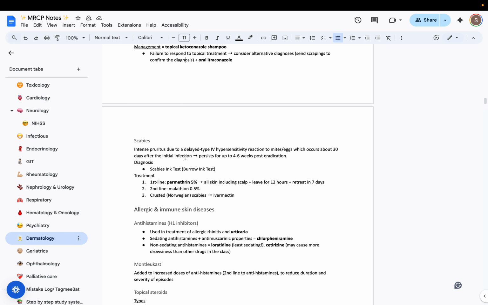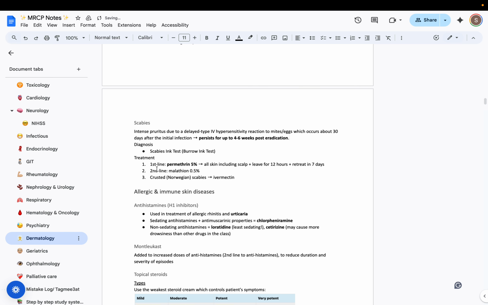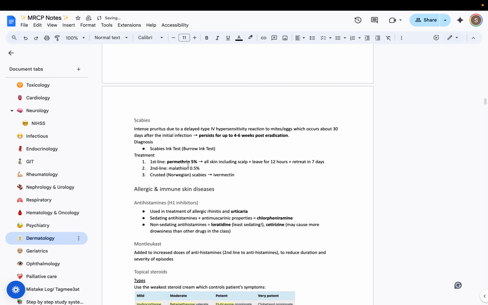Now, scabies, intense pruritus. Something important about scabies is that it's a delayed type 4 hypersensitivity reaction. So if the itching persists, that does not mean that you need to repeat the treatment, because this is just the hypersensitivity reaction, and it's not caused by reinfestation or reinfection. Okay. Diagnosis would be scabies ink test. Treatment first line would be permethrin 5% and then malathion 0.5%.